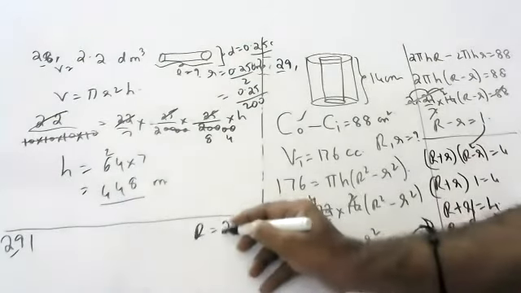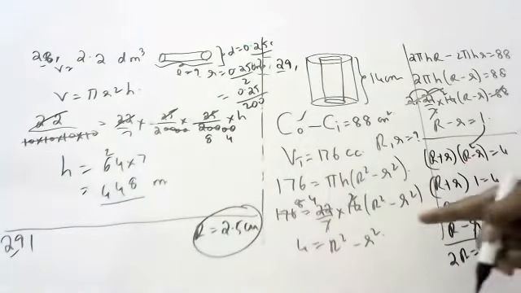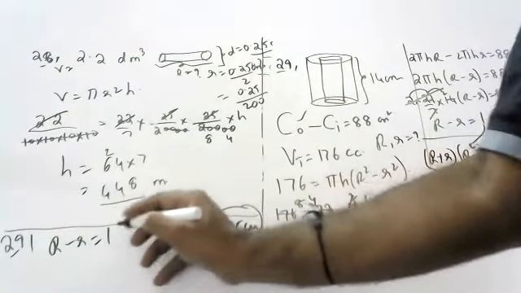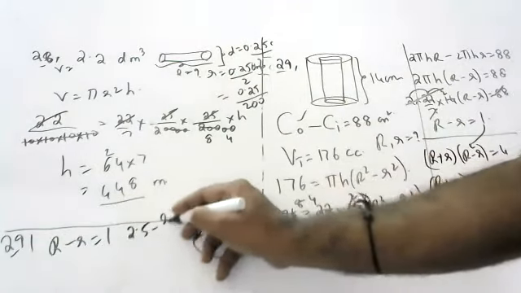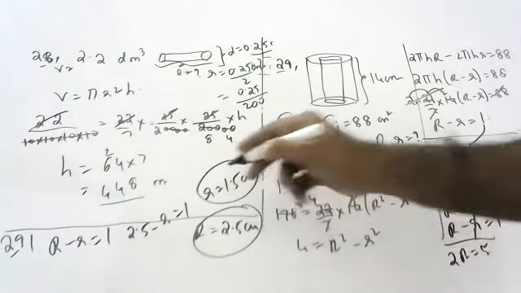R is equal to 22.5 centimeters. So now we have so many equations. R minus r is there, R plus r is there. So R minus r is equal to 1. 22.5 minus r is equal to 1. r is equal to 21.5 centimeters.